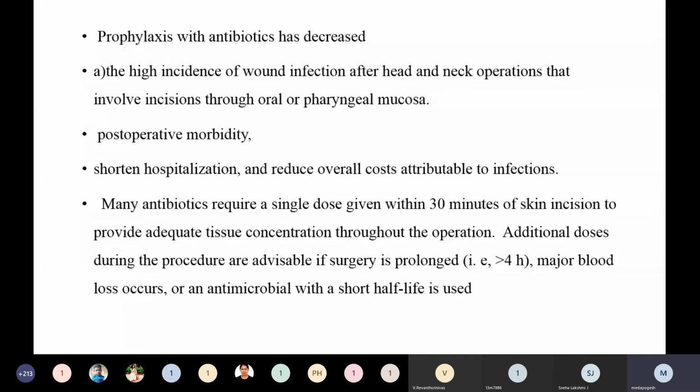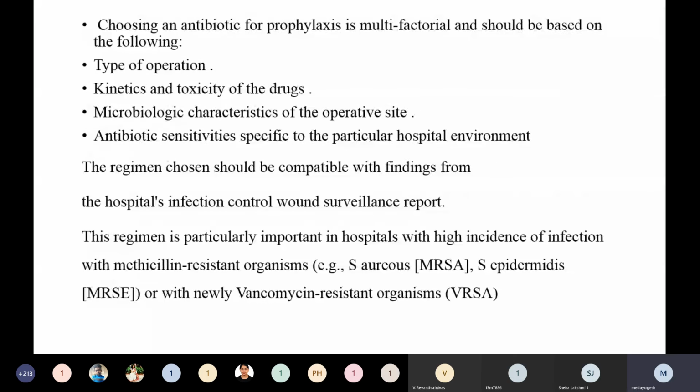Many antibiotics require a single dose given within 30 minutes of skin incision to provide adequate tissue concentration throughout the operation. Additional doses during the procedure are advisable if our surgery gets prolonged for more than 4 hours, if there is major blood loss, or if you have used an antibiotic with a shorter half-life, then you have to give an additional dose.